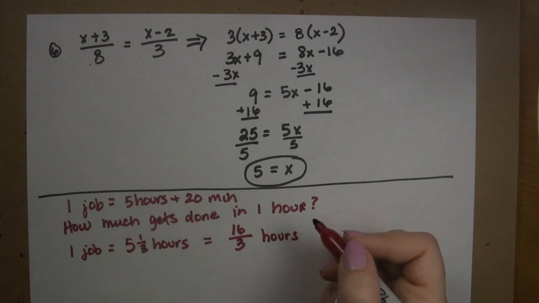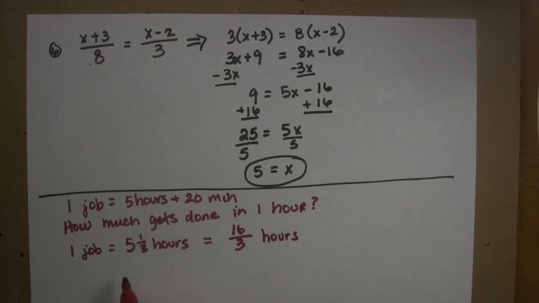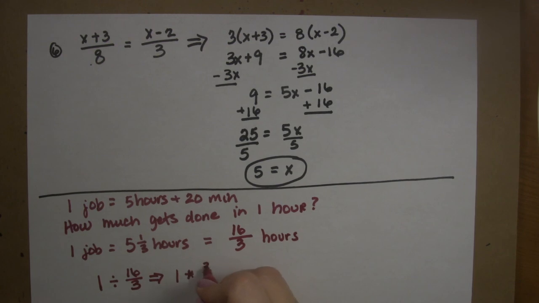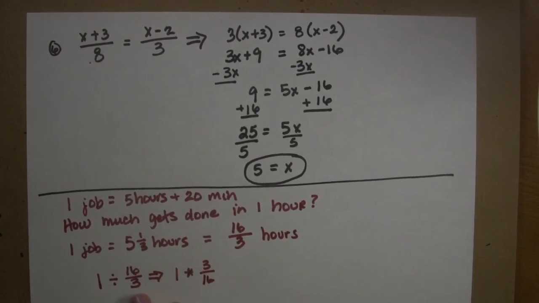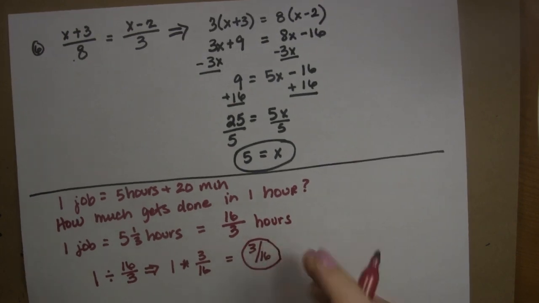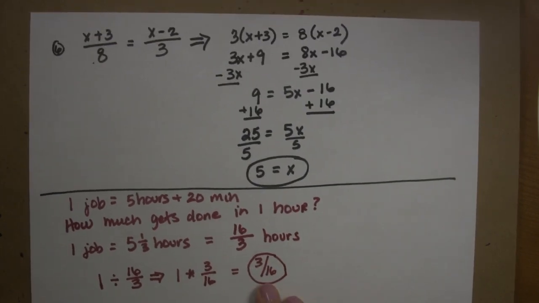So if I say, all right, my one job, I'm going to divide that by 5 1/3 hours, or I'm going to divide it by 16 over 3. Then that would give me 1 times 3 over 16, right? Because you multiply by the reciprocal, which is just 3/16. So in 1 hour, 3/16 of the job gets done. And that is the answer to our question.